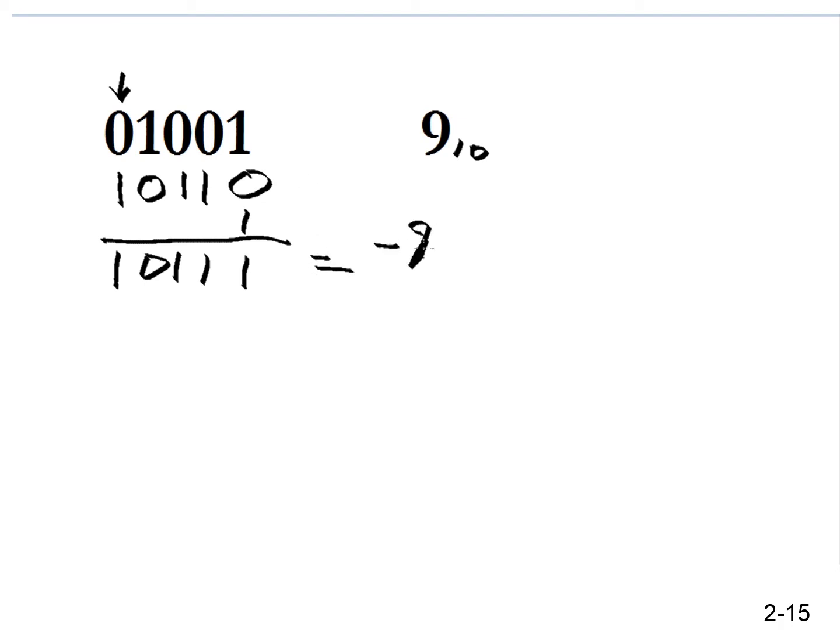Well, here's the process. We flip the bits: 1, 0, 1, 1, 0, and then we add 1. Okay, I should do it backwards: 1, 1, 1, 0, 1. That, my friends, is negative 9 base 10.